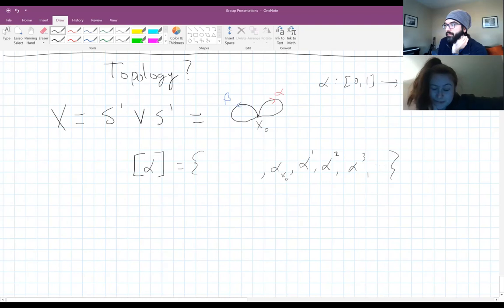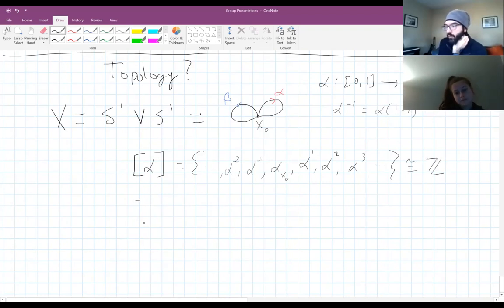Remember what a loop is: it's a function from [0,1] into this space. So alpha inverse would just be alpha of 1 minus t, which makes you travel backwards. Then I would have alpha to the -1, which is going backwards, alpha to the -2, and so on. So like you said, this is isomorphic to the integers. What would the class of beta be? The same, but with beta: beta to the -1, beta 0, beta 1, beta 2, and so on. This is also isomorphic to the integers.